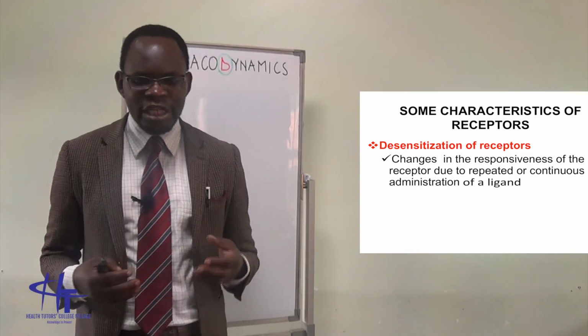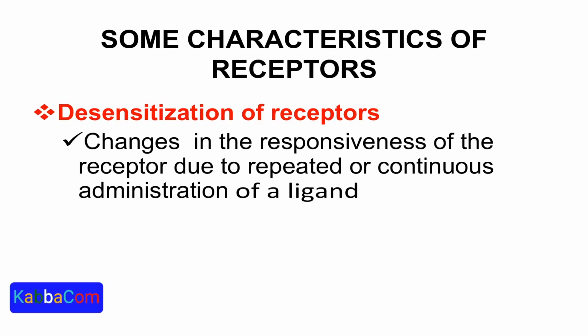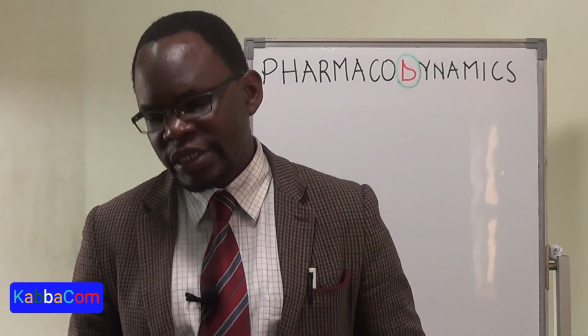It basically means changes in the responsiveness of a receptor due to repeated or continuous administration of a particular drug. So in other words, a time comes when the cell does not respond as much as it used to, because of repeated or continuous administration of this drug. And of course, how does desensitization basically happen? There are quite a number of mechanisms that explain how desensitization happens.